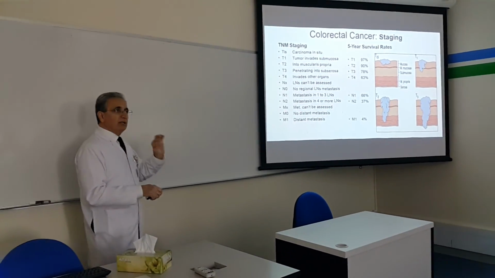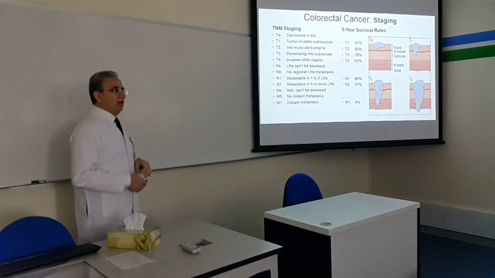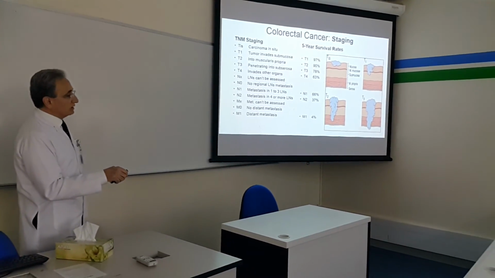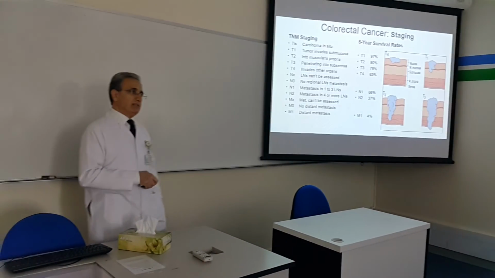But if we find any metastasis in the liver or in the lungs or in the brain or in the bone, then we call it M1. And you can see how the 5-year survival rate drops from almost 100%, or 97%, all the way down to 4% when there are metastases here.